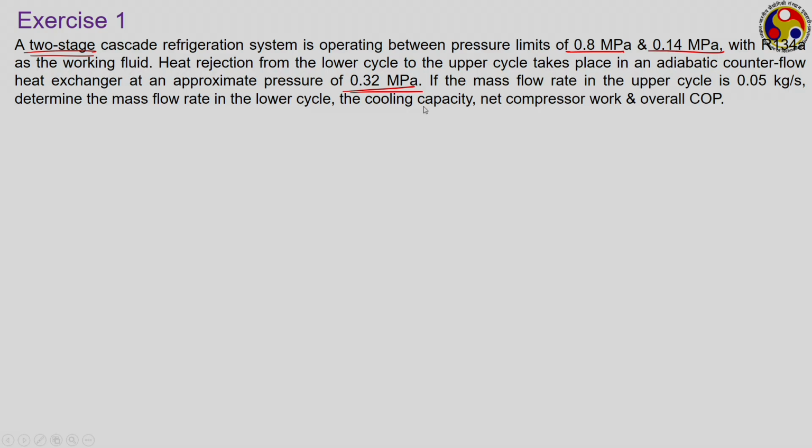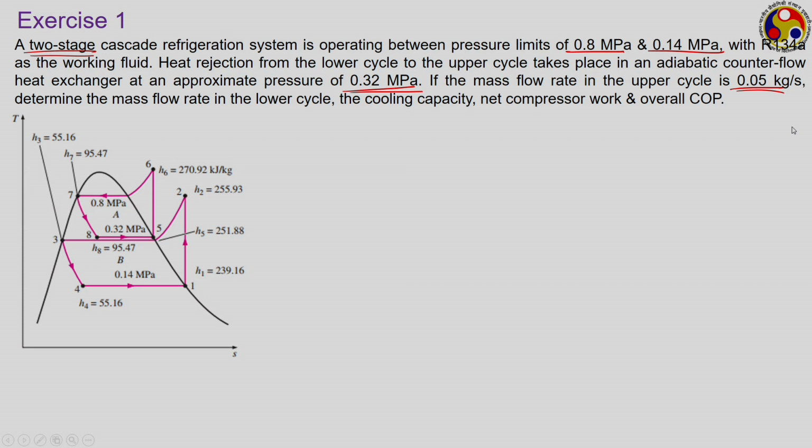Now, the mass flow rate for the upper cycle is given. So, we have to determine the mass flow rate in the lower cycle, cooling capacity, net compression work and overall COP. So, this is the TS diagram for the cycle. State points are shown. Once I provide you the property chart for R134a, then you can easily find the properties.